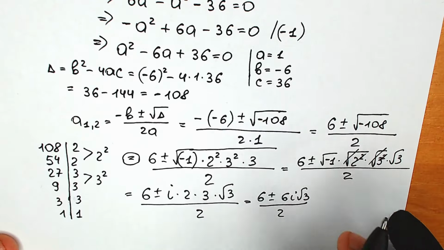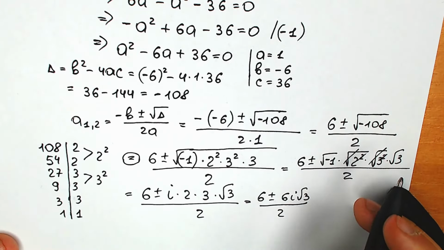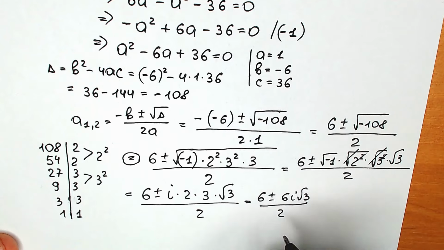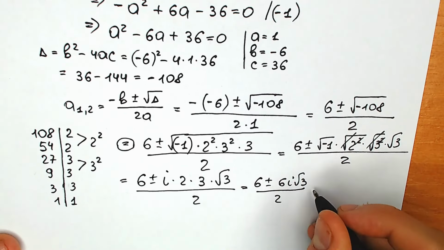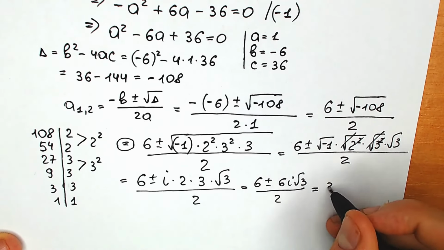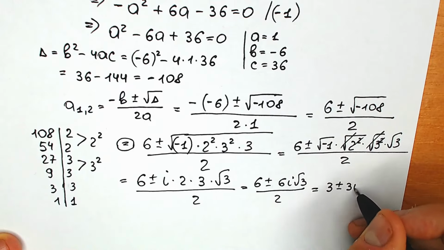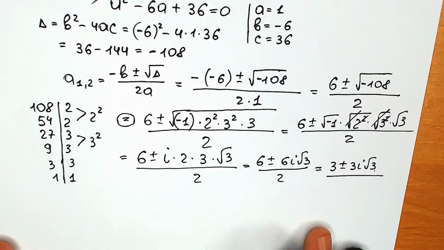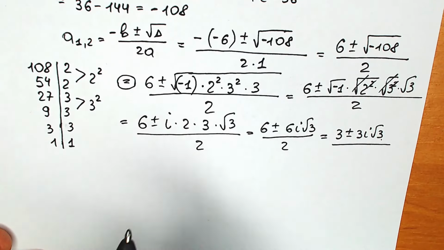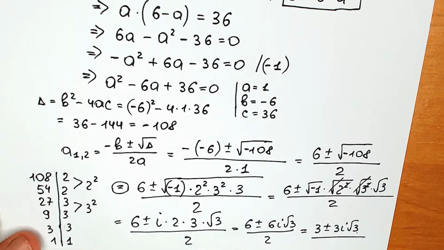And right now, of course, there are a lot of ways to simplify this, but we can easily divide it by 2. So we can divide each of these coefficients by 2, and as a result, our final answer, we have 3 plus minus 3i square root of 3. This is our a first and a second. So let's write it. But before solving this, let's rewrite our expression.